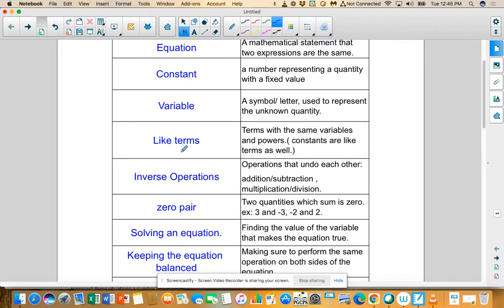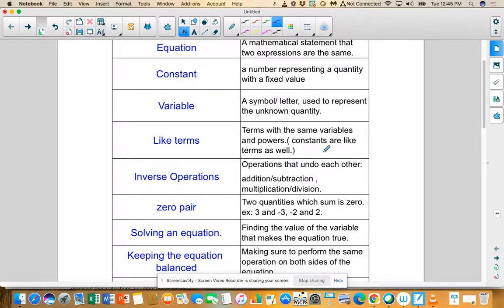Now, what are like terms? Like terms are terms that have the same variables and powers. Like terms can also be constants. What we call in math terms, either standalone variables or they are connected with multiplication or division. We are going to talk more about that.